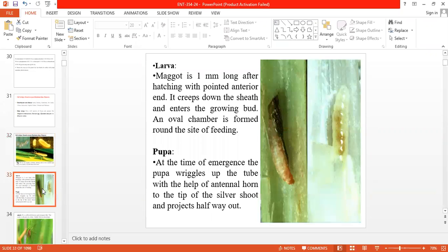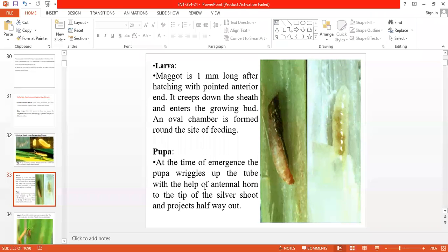Then the second stage of that pest is the maggot, which is near about 1 mm long in size. It creeps down the sheath portion of a plant and enters the growing buds, and an oval chamber is formed around the site of feeding. Maggot is mainly pale red during the feeding, and the larval period is near about 8 to 10 days.